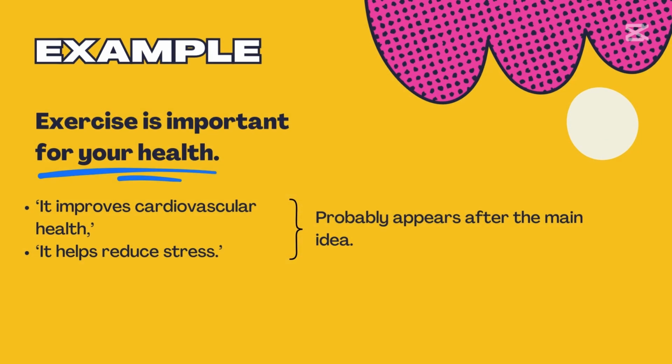So this is the example. For example, as you can see in the text, if the main idea of the paragraph is that exercise is important for your health, then the supporting details might include facts like it improves cardiovascular health or it helps reduce stress. These are the details that back up the claim, that support the main idea.